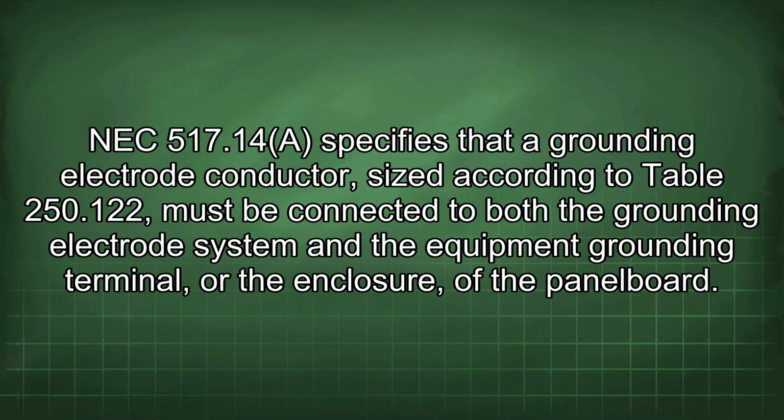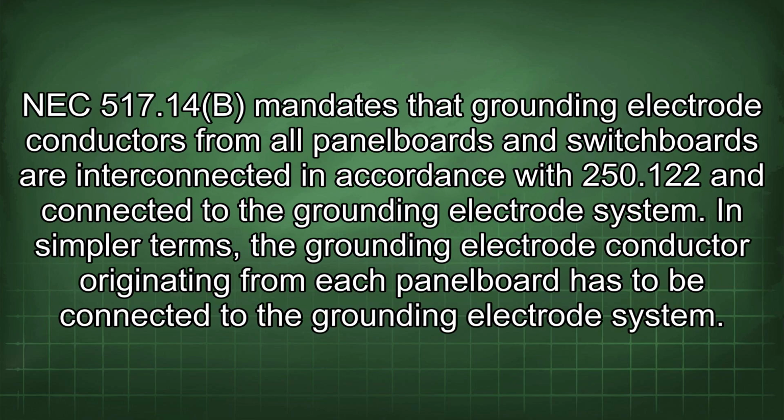NEC 517.14 specifies that a grounding electrode conductor, sized according to Table 250.122, must be connected to both the grounding electrode system and the equipment grounding terminal, or the enclosure, of the panel board. NEC 517.14(b) mandates that grounding electrode conductors from all panel boards and switchboards are interconnected in accordance with 250.122 and connected to the grounding electrode system.